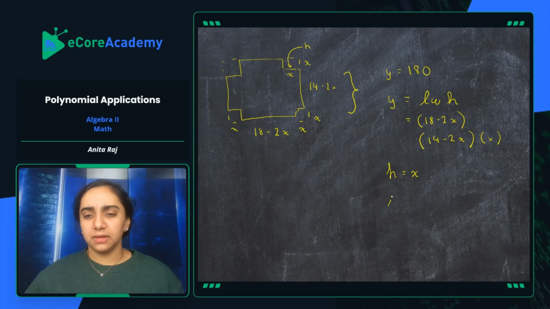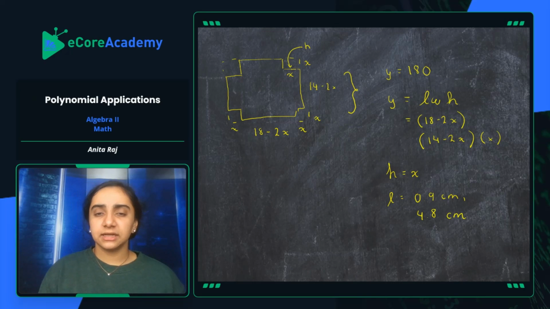And then you should be able to find that the length is going to be equal to 0.9 centimeters, or it might be equal to 4.8 centimeters, depending on what intersection point you find. What this means exactly is that the polynomial 18 minus 2x, etc., is going to intersect with the horizontal line, 180, two times. So you're going to get two answers if you make sure you check all points of intersection. And that's how you solve that problem.